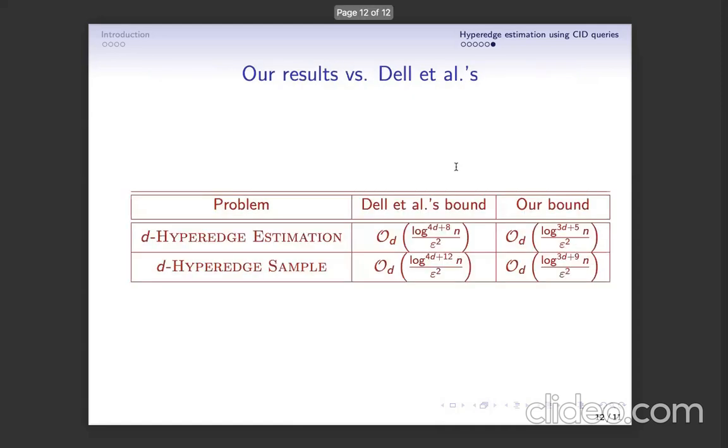In this work, we improved upon the bound obtained by Dell et al. for both hyperedge estimation and hyperedge sample problems. In particular, we improved the power of log from 4d+8 to 3d+5 for the hyperedge estimation problem, and from 4d+12 to 3d+9 for the hyperedge sample problem. Note that our work also improved the bound of Beame et al. for the edge estimation problem using BIS.